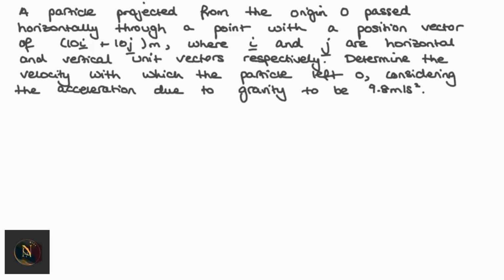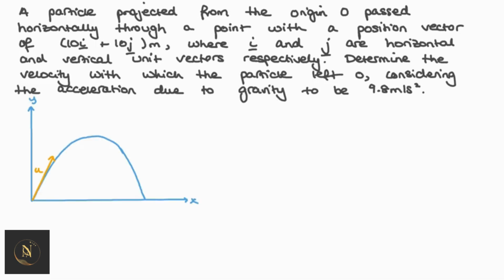A particle projected from the origin, O, passed horizontally through a point with a position vector of 10i plus 10j meters, where i and j are horizontal and vertical unit vectors respectively. Determine the velocity with which the particle left O, considering the acceleration due to gravity to be 9.8 meters per square second. It can be really useful to simply begin by sketching a diagram of the motion of the particle.